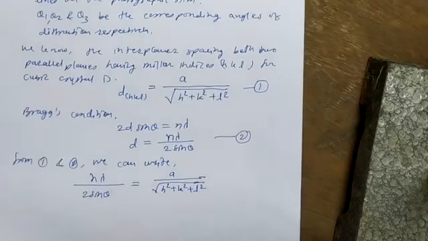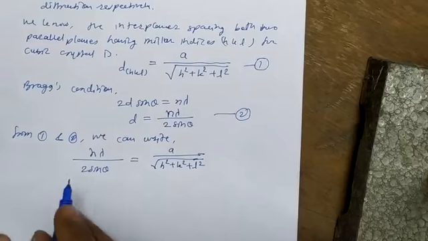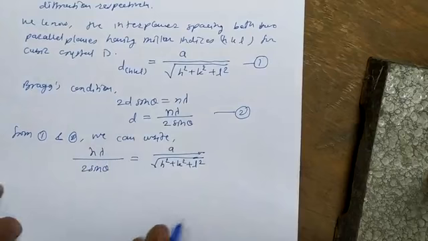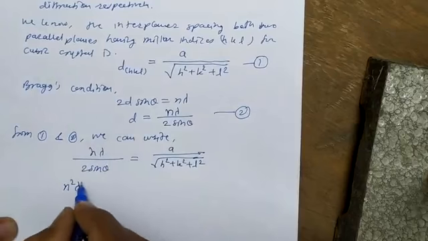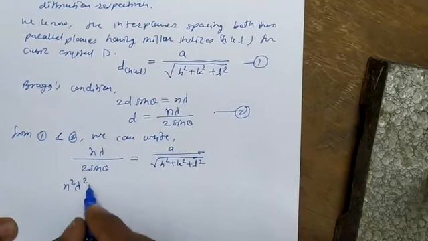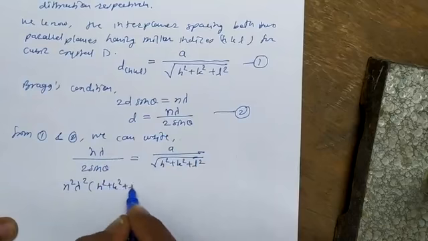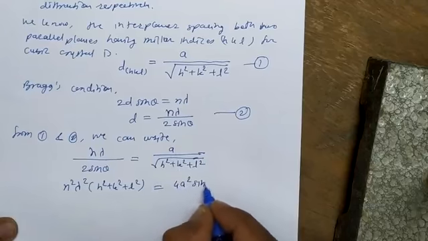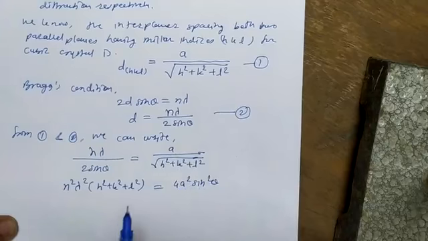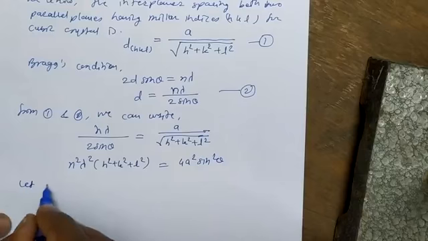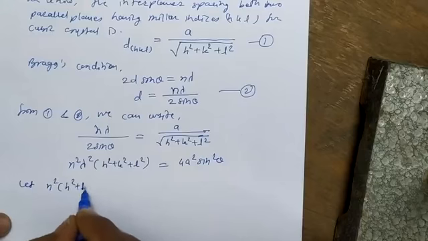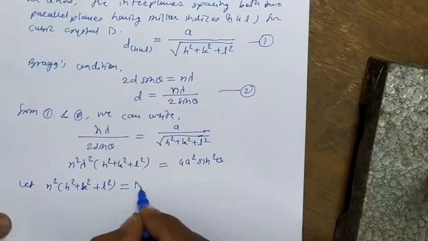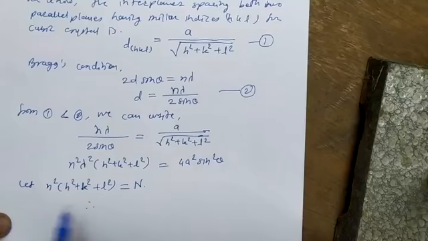This can be simplified by taking the square on both sides. That will give us n square lambda square. हा टर्म इकडे घेऊन घेऊ म्हणजे आपल्याला मिळणार h स्क्वेअर प्लस k स्क्वेअर प्लस l स्क्वेअर इक्वल टू स्क्वेअर केलेला आहे म्हणजे 4a स्क्वेअर साइन स्क्वेअर थिटा. Now suppose n square times h square plus k square plus l square equal to capital N. Therefore this equation can be written as N lambda square equal to 4a square sin square theta.